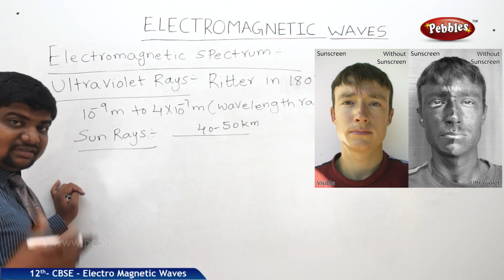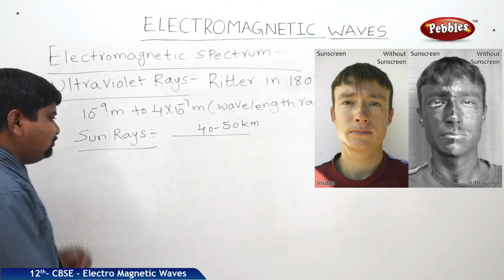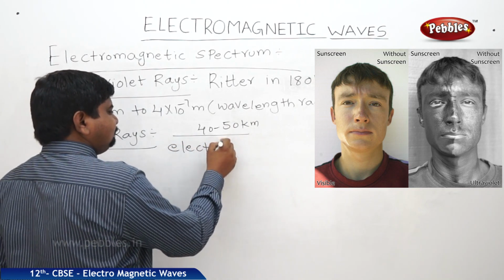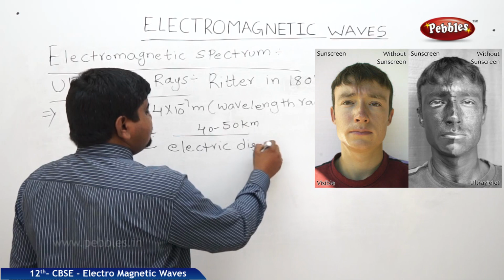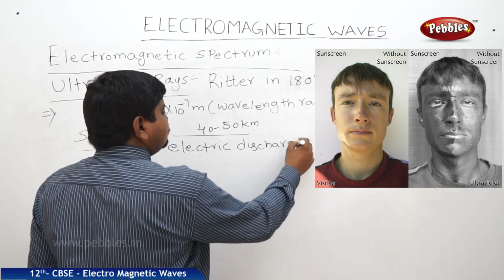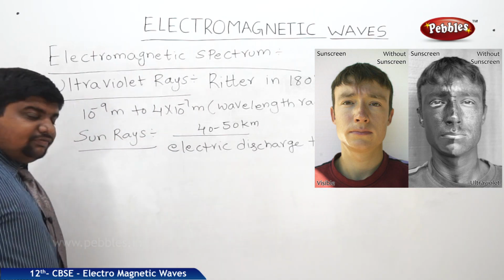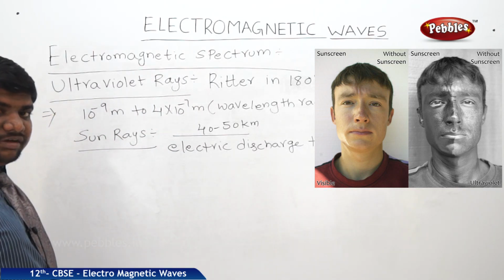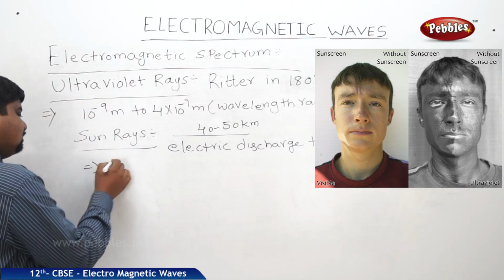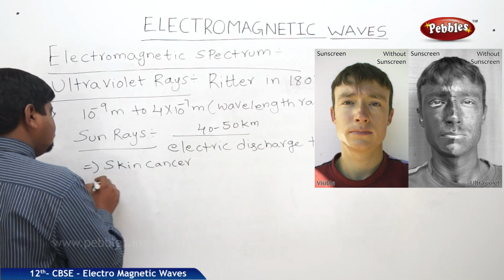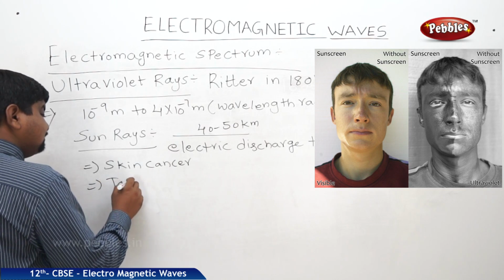So that is the small information about ultraviolet rays. What are the ways we can produce ultraviolet rays artificially or in the lab? Through electric discharge tubes. If these ultraviolet rays fall on the skin of human beings, they cause skin cancer and tanning of skin.